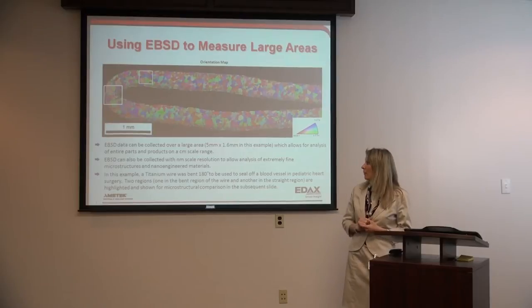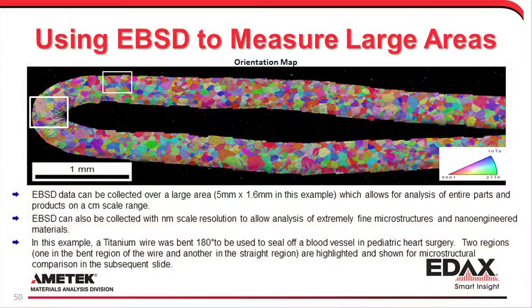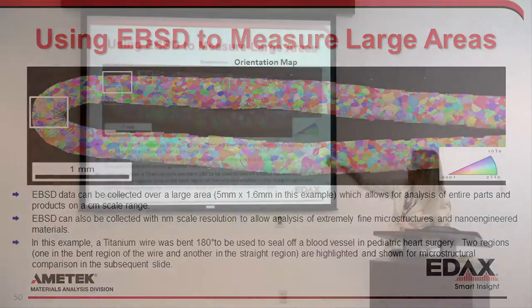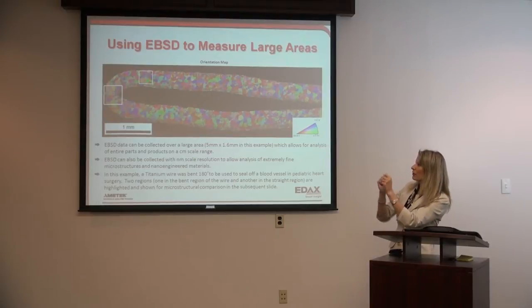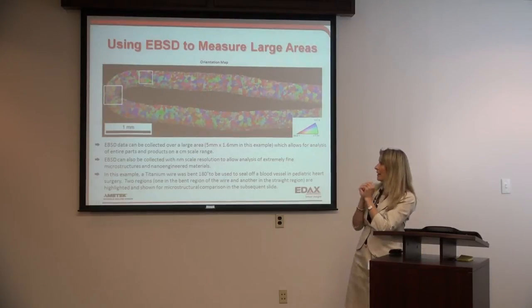So in this example, which is similar to our recent blog post on our EDAX blog, we look at the microstructure of a pediatric heart stent. And in this case, it's several millimeters long, so something that we could look at with our eyes. And we look at various areas of the microstructure along that device. Now you can imagine in the area that it's bent, and this is where I'm talking about that physical component to it, so we're mechanically bending it.